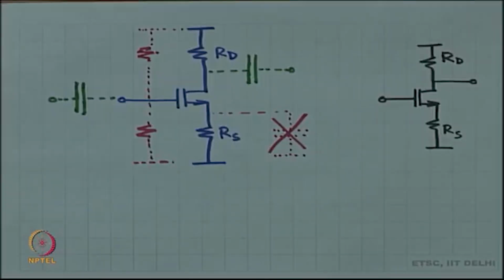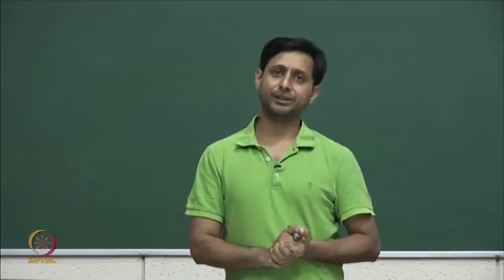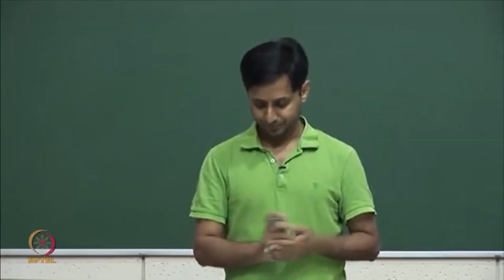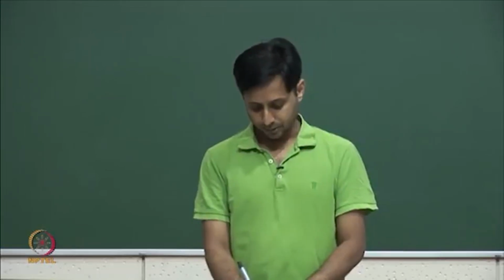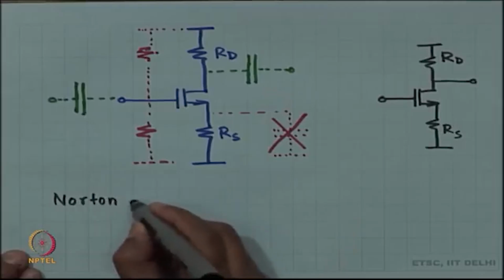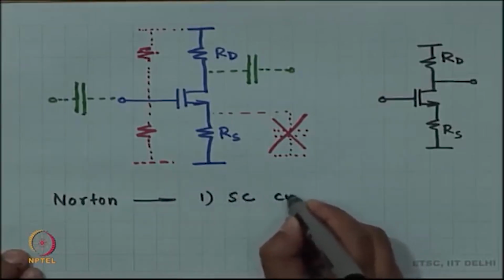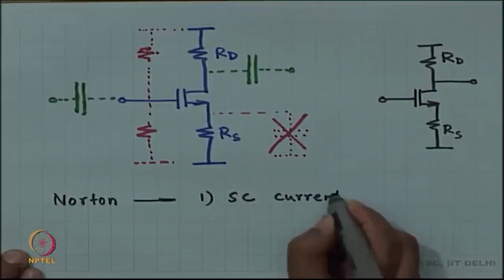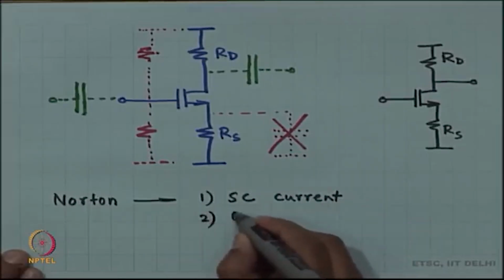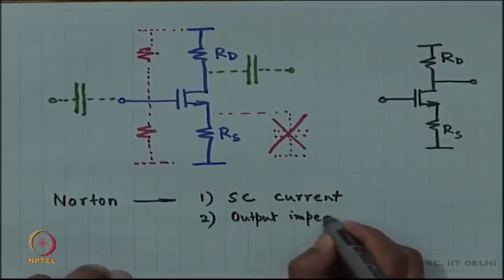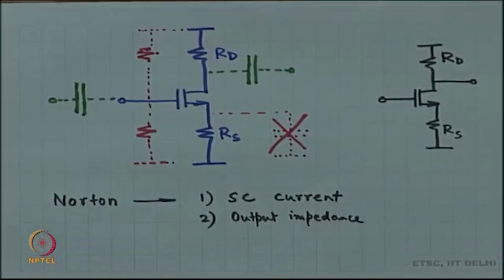Now, the question is, what is the voltage gain? How are we going to find this? We are going to evaluate the voltage gain of this circuit using the Norton equivalent method. How do we use the Norton equivalent method? We are first going to do the short circuit test. We are going to measure the short circuit current and then we are going to measure the output impedance of the circuit.